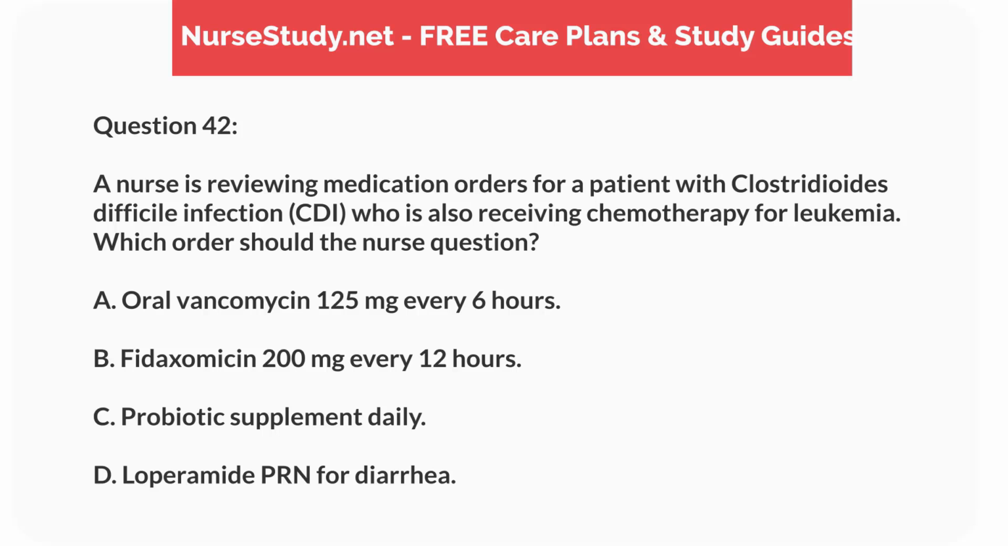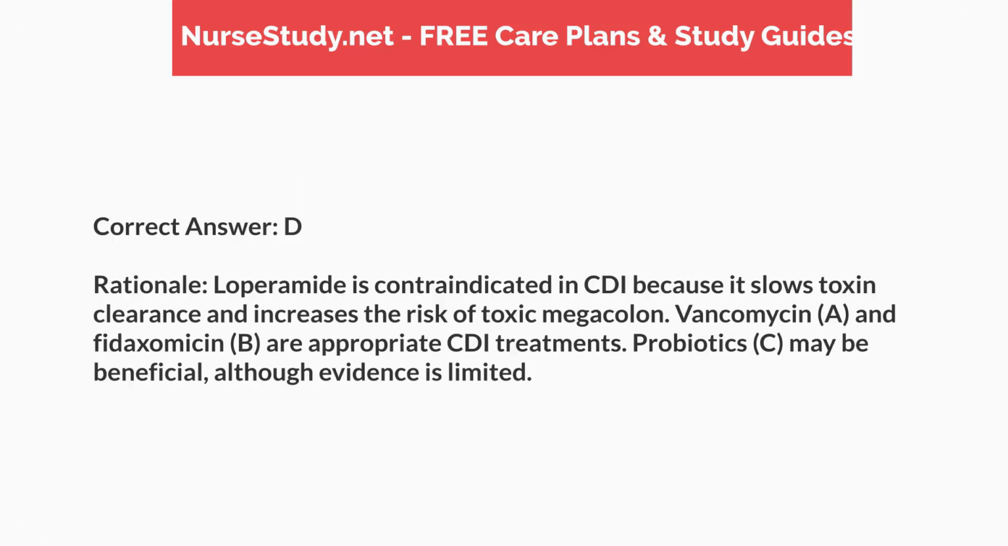Question 42. A nurse is reviewing medication orders for a patient with Clostridioides difficile infection, CDI, who is also receiving chemotherapy for leukemia. Which order should the nurse question? A. Oral vancomycin 125 mg every 6 hours. B. Fidaxomicin 200 mg every 12 hours. C. Probiotic supplement daily. D. Loperamide PRN for diarrhea. Correct answer, D.